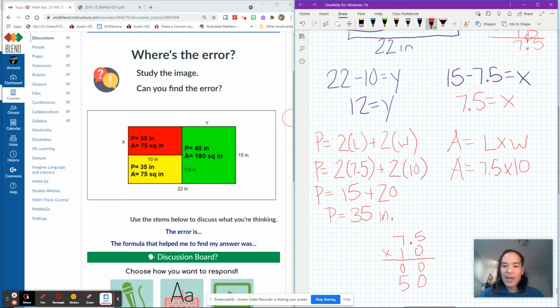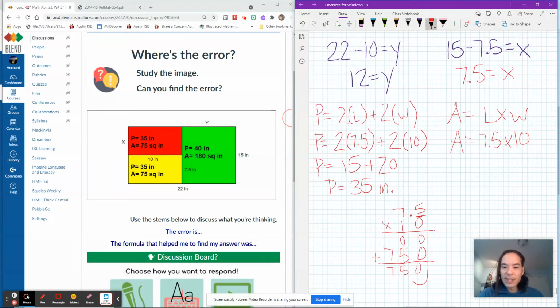1 times 5 is 5. 1 times 7 is 7. So we add that together and we get 750. We have one decimal place, so we're going to bring that decimal point one spot over to the left. So we have one decimal place in our answer. We have one in our problem. And our area is, in fact, 75 square inches.